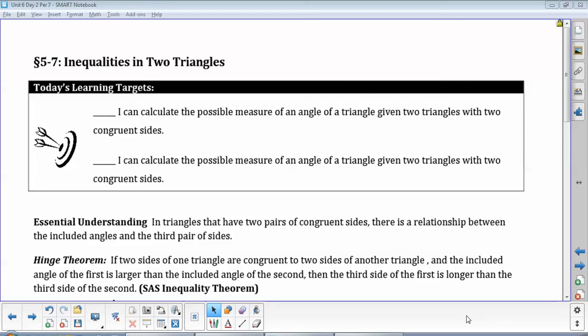All right, welcome to part 2 of day 2. So these are notes on inequalities in two triangles. So let's go ahead and get started.